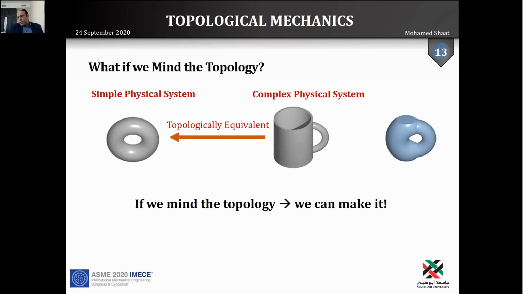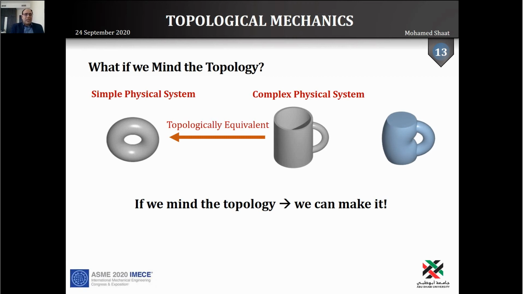They are topologically equivalent. So what does it mean? It means that there should be one or more properties in common between them, and this property is preserved as we try to change one to the other. And this is very interesting. We are struggling to make this complex system. So if we are able to define this common property, which is preserved in both of them and makes them topologically equivalent, we can simply replace this complex physical system with the simple one and use the donut instead of this complicated mug, as long as they are topologically equivalent.